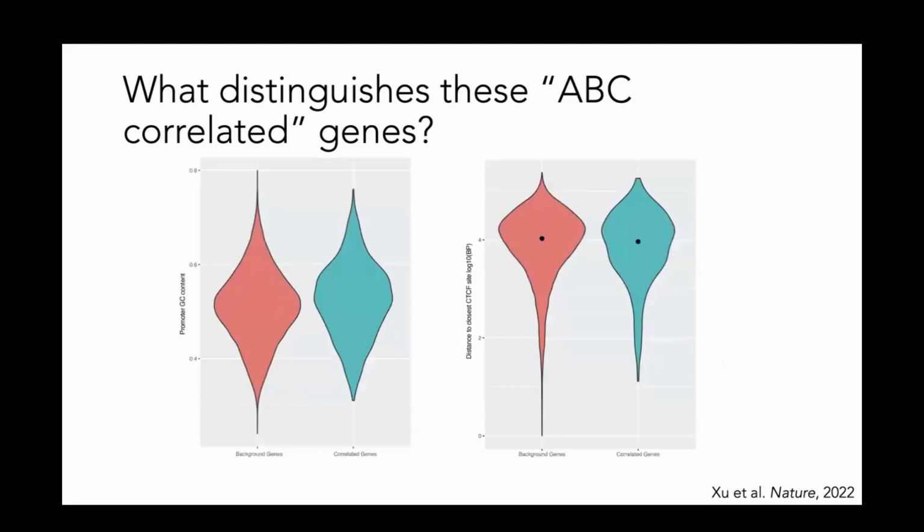And we have looked for some things. They have a slightly higher GC content at their promoters, but there's not a huge difference here. And they are slightly more likely to have a CTCF site nearby, but I'm not going to hang my hat on the differences between these two violin plots. So I think that we're still in the process of trying to understand what the molecular features are that actually fully distinguish these classes of genes. But I think that's something that we're really interested in in my lab in the future.